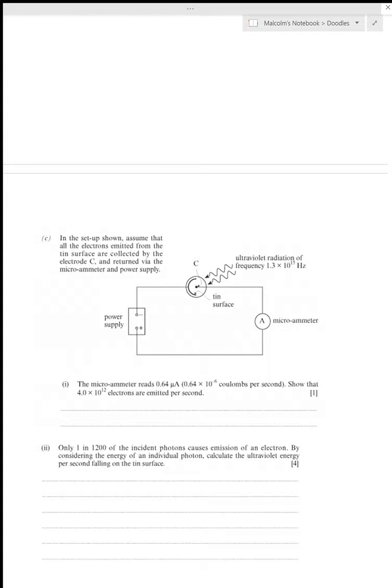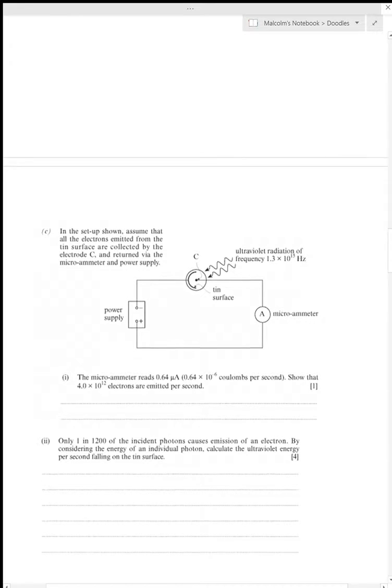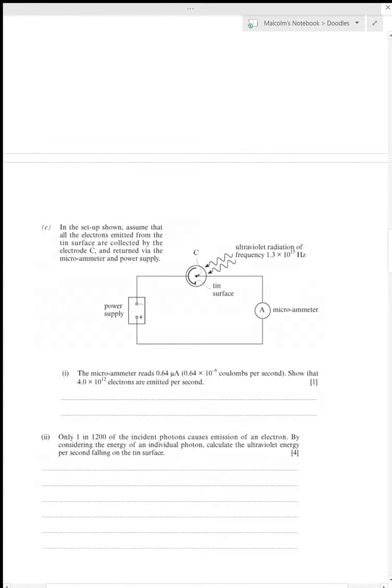So I've got ultraviolet radiation of frequency 1.3 times 10 to the 15 coming in. Yeah, this is an interesting setup. I notice that this is not a stopping potential. Look at the way around the plus and minus are. So this potential difference that's being offered up here is giving these electrons additional energy to cross this gap. But perhaps that doesn't look like that's going to come up in the question. So we've got a reading from the microammeter, 0.64 times 10 to the minus 6 coulombs per second, to show that 4 times 10 to the 12 electrons are emitted per second.